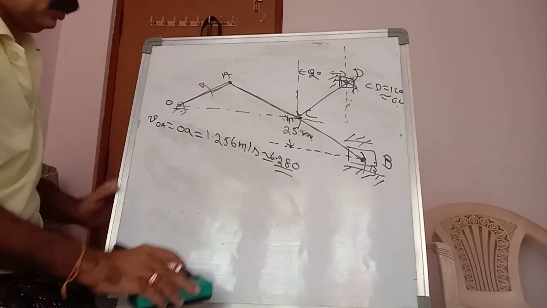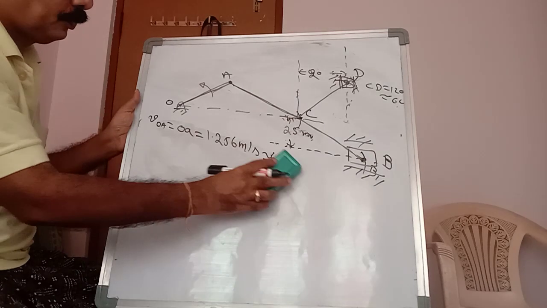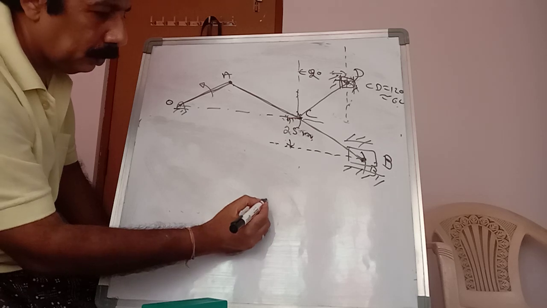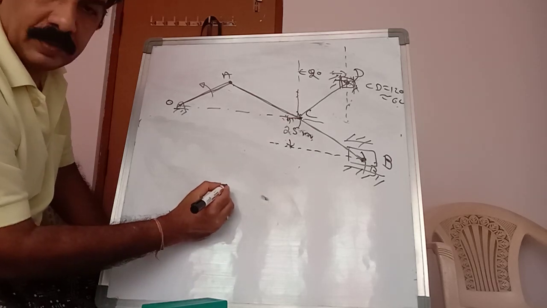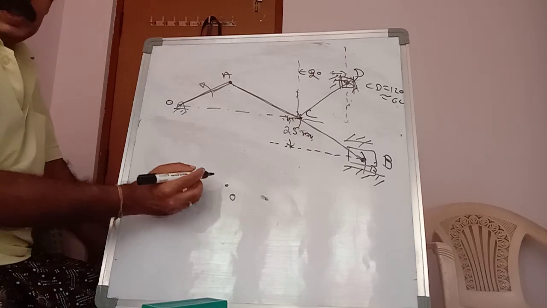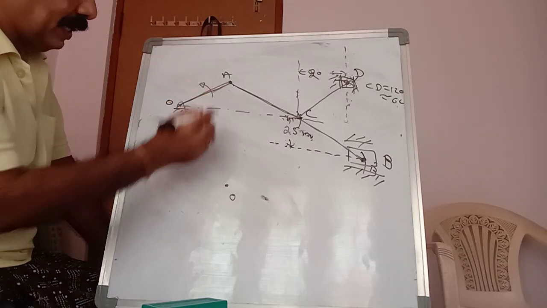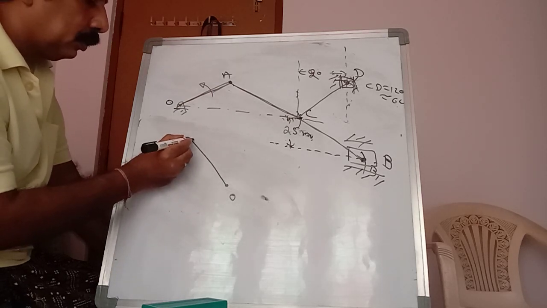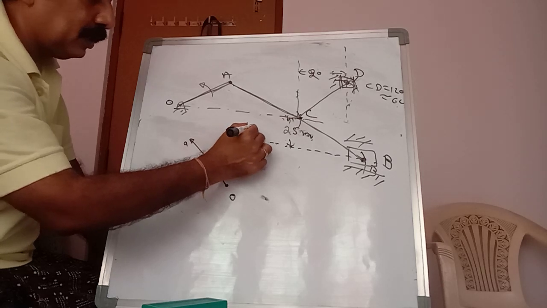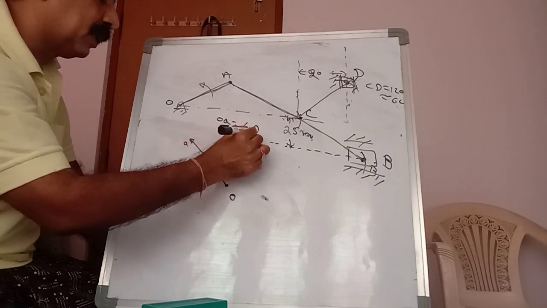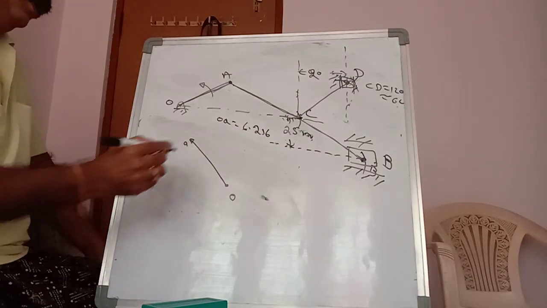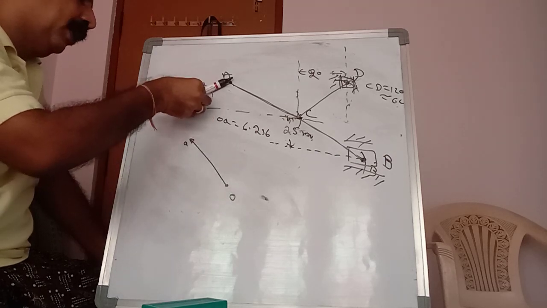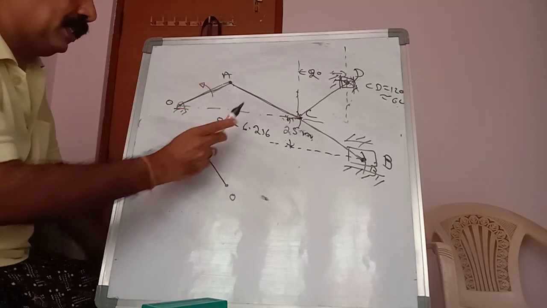Okay. Now we have to start with O. This is point O. From O, you have to draw a line oa. Because it is anti-clockwise direction, we will draw upwards. So the length of oa is 6.256 mm as per scale. This small oa is perpendicular to the capital OA.